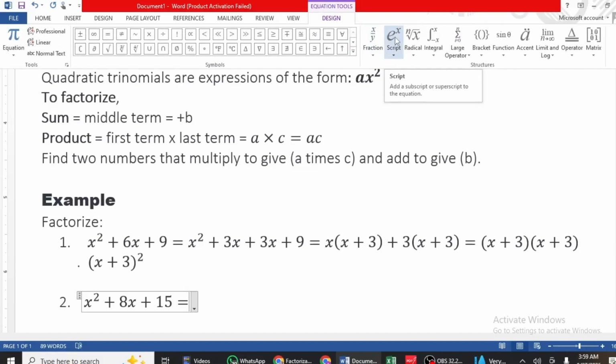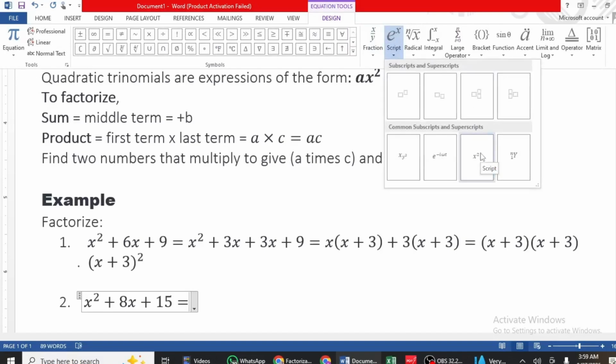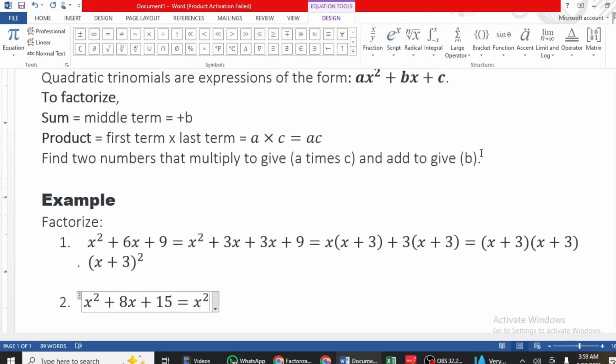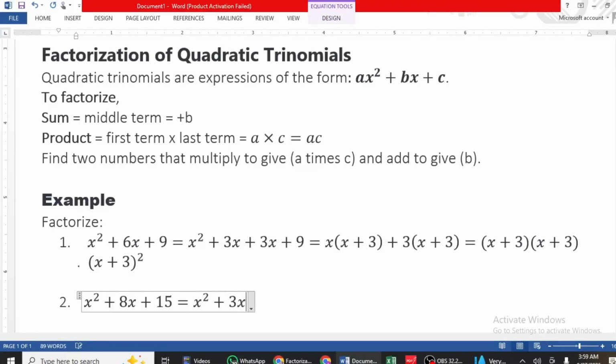Then you use 3 and 5 to replace 8x in the middle, and therefore you will write your expression as x squared plus 3x plus 5x, then plus 15. You have used 3x and 5x to replace 8x in the middle. From there now, you pair them. You will take the first two, you will take the last two.